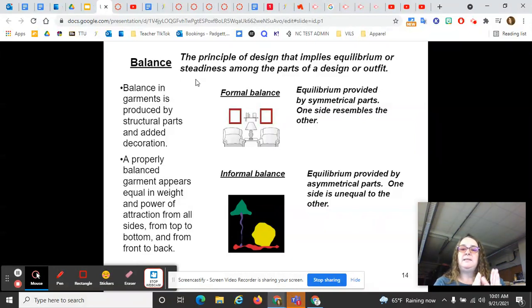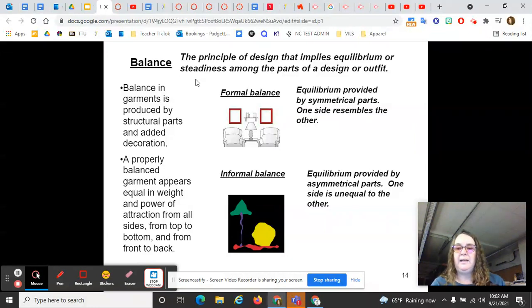Informal balance is asymmetrical. That means that one side is not equal to the other. If we take this photo here and fold it in half, we are not going to have symmetry. Think of a high-low dress, high-low skirt. That is informal balance. The front is higher than the back.